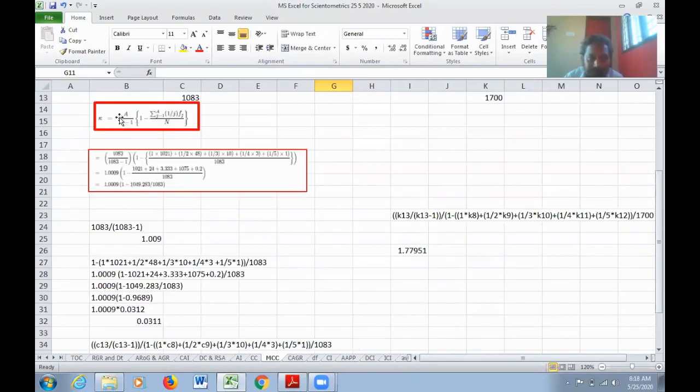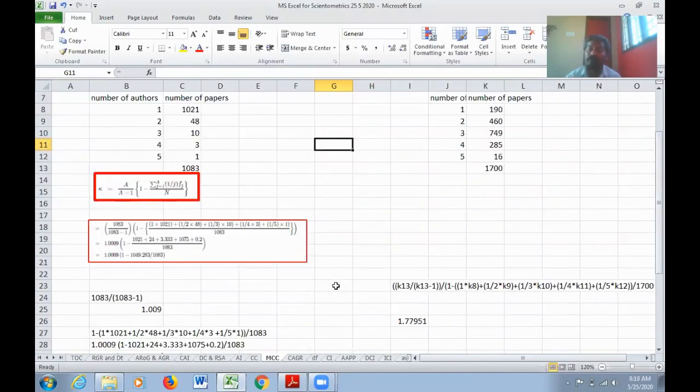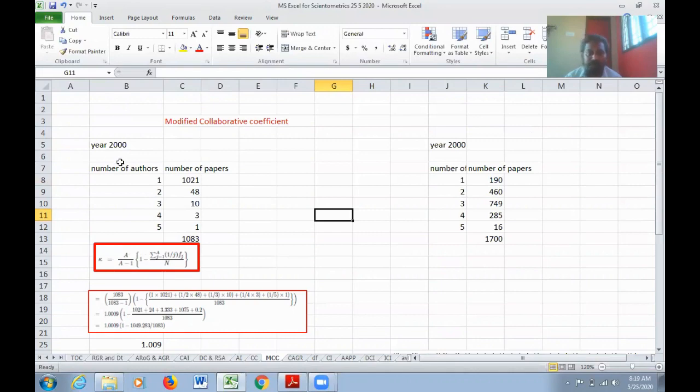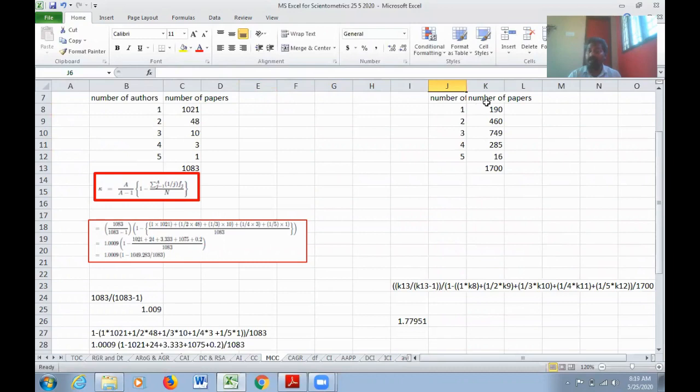What is the first part of this formula? Total publications divided by total publications minus 1. If you multiply 1.009 into the collaborative coefficient, you will get the modified collaborative coefficient. So for 2000, this is the answer. For 2000, I think this is, I'll change it, I'm sorry, for 2010, the modified collaborative coefficient is 1.77. It is a very high contribution of collaborative authors.